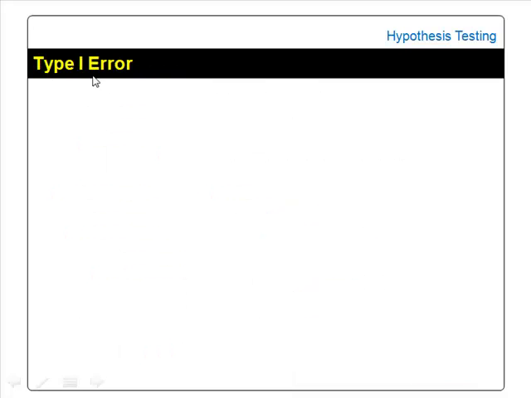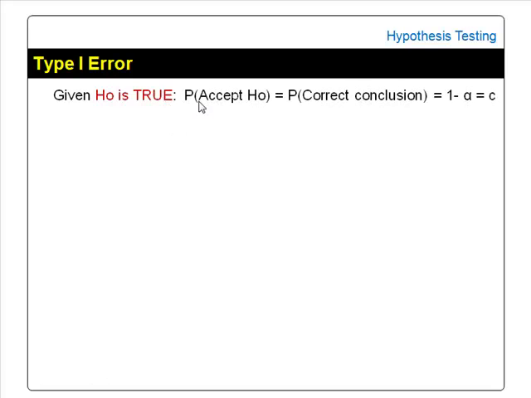Now we look into the details of type 1 error. Given the null hypothesis is true, we should accept the null hypothesis. And the probability of making this correct conclusion is 1 minus alpha, which is the level of confidence. The probability of rejecting the null hypothesis, which is a wrong conclusion, or the probability of committing a type 1 error, is alpha. Why is this so?